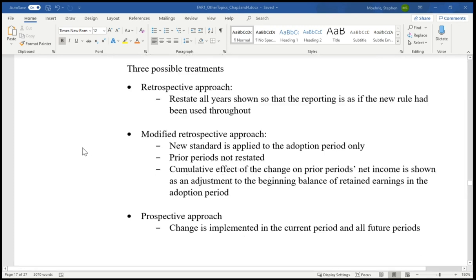The third possible treatment is the prospective treatment. The prospective approach means that the change is implemented in the current period and all future periods without regard for what would have been the impact on prior periods.